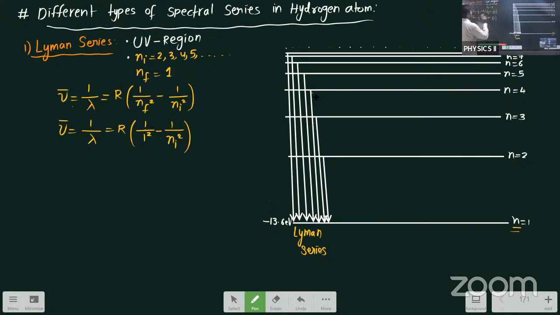So these are the things you are supposed to write in the answer. So how many types of spectral series do we have? We have the Lyman series, Balmer series, Paschen series, Brackett series, and Pfund series. When will we get the Lyman series? In the ultraviolet region. Whenever an electron jumps from any of the higher energy orbits to n equals 1, then which type of series will we get?